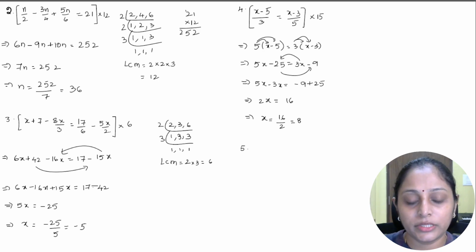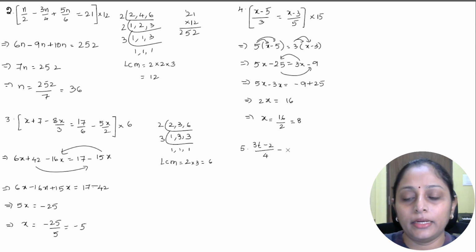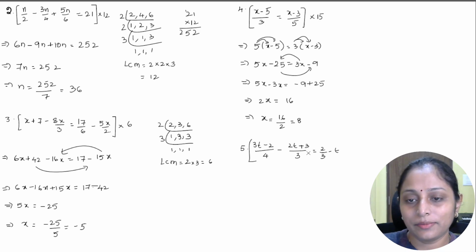Fifth question is (3t minus 2) by 4 minus (2t plus 3) by 3 is equal to 2 by 3 minus t. Now what is the LCM here? 3 and 4 are the denominators, so the LCM is 12. Okay.